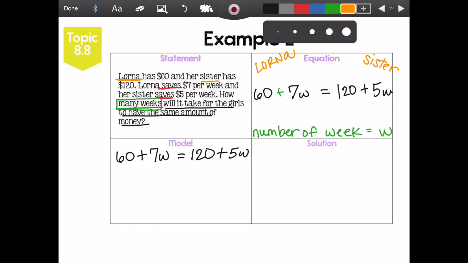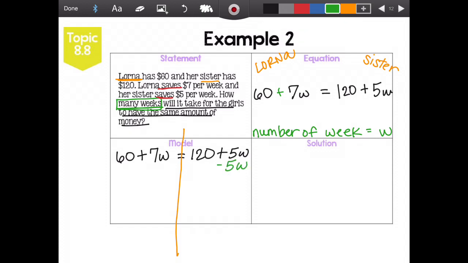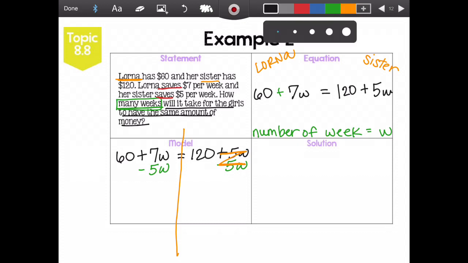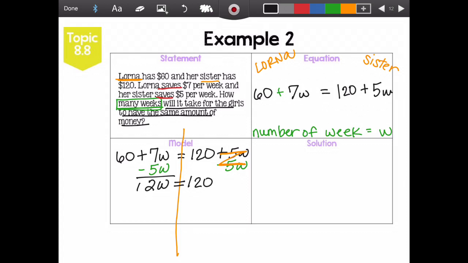Okay, so we're going to draw our line down, our equal sign. And again, we're going to focus on moving the variables to one side first. So I have 7 and 5. I want to subtract the 5, because again, I want my variable to remain positive. So minus 5W on the right, minus 5W on the left. On the right side, we get 0 pairs. On the left, we get 7 minus 5 is 2, and the W stays the same. And then everything else in our equation on the left and the right side remains the same.